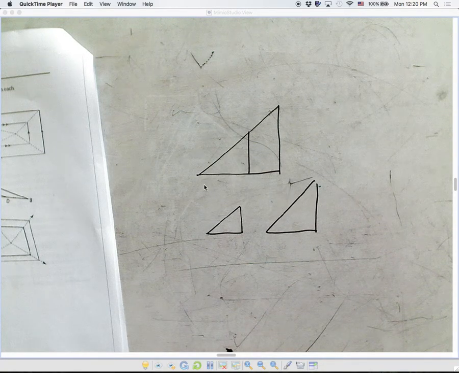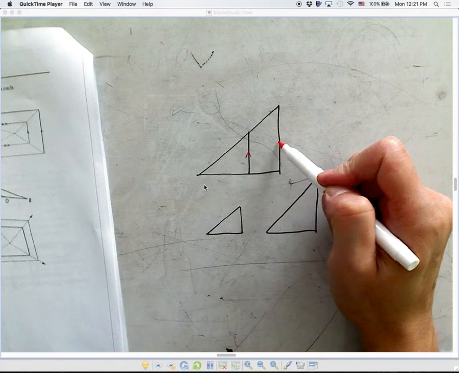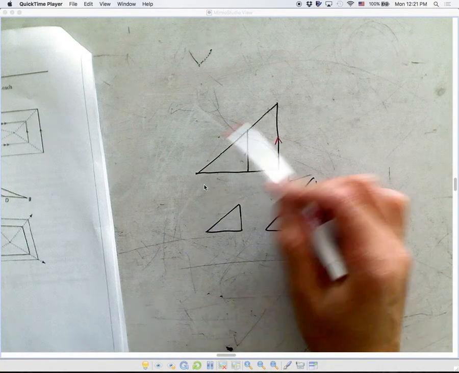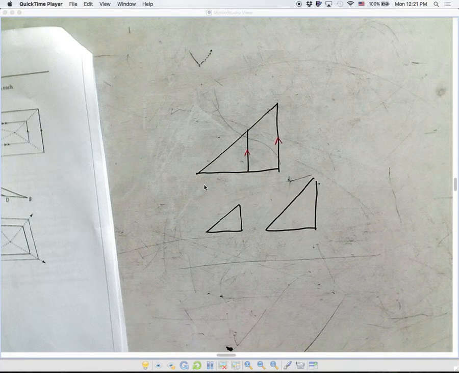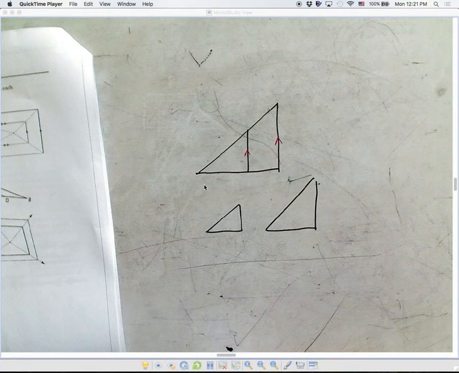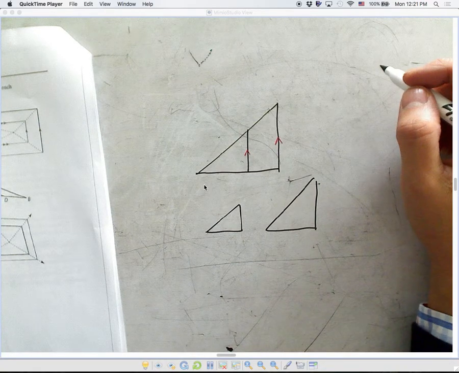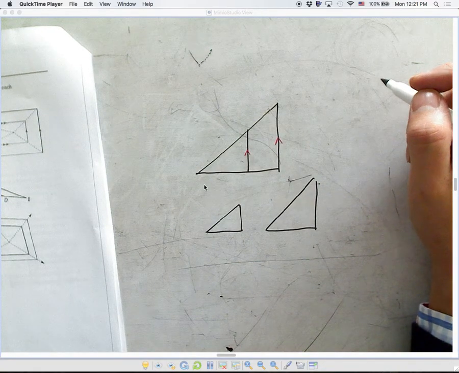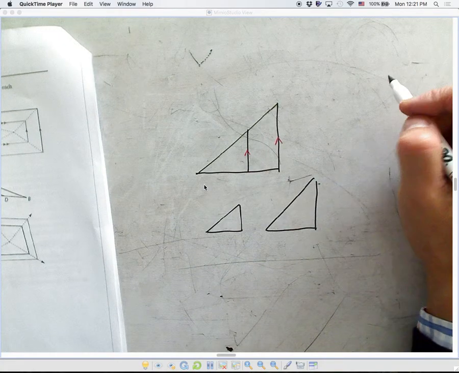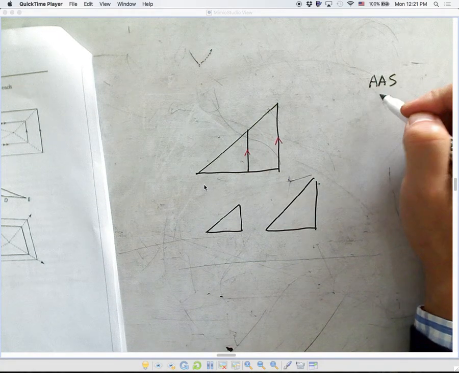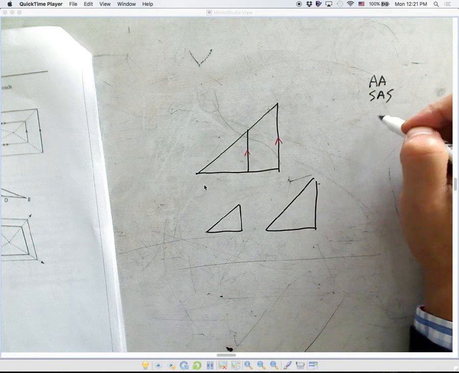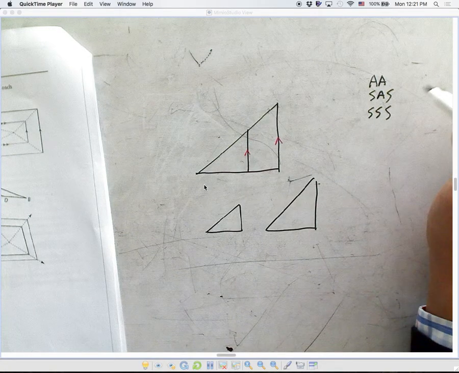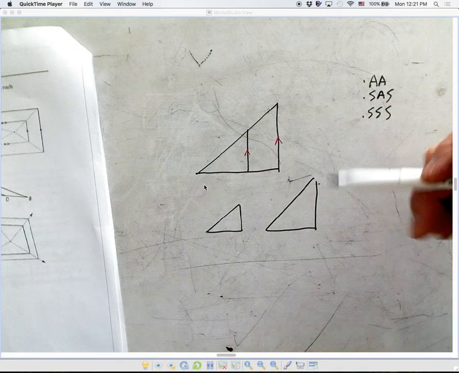So the side splitter theorem says if this side and this side are parallel, then the other sides will be proportional. And we have to use the similar triangle theorems, which are AA similarity, SAS, and SSS similarity. So we have to pick one of those to say that these two triangles are similar.